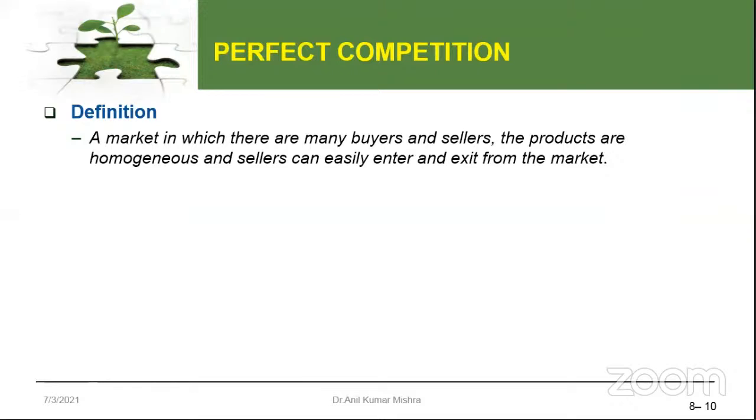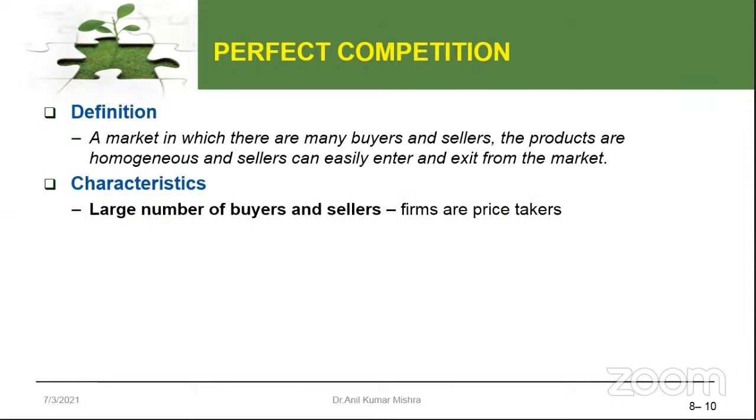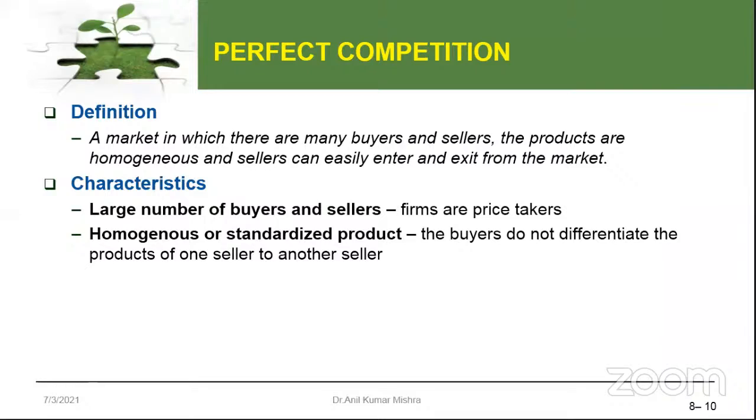As we know, perfect competition means a market in which there are a large number of buyers and sellers. The products have to be homogeneous, and the sellers can easily enter and exit the market. There are no restrictions on entry and exit. And these are the major characteristics: a large number of buyers and sellers, and a homogeneous or standardized product to be available.